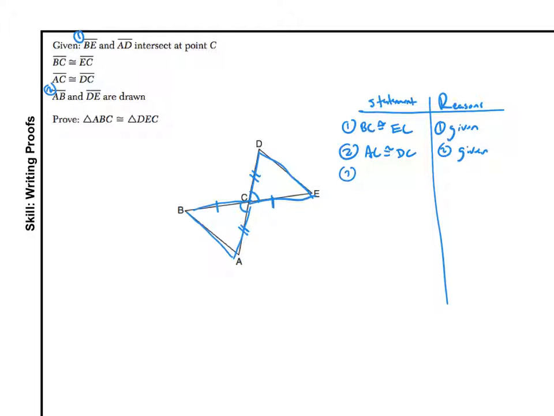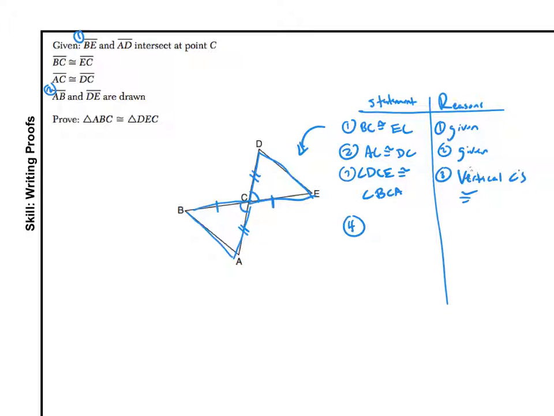Three, we're going to say that angle DCE is congruent to angle BCA because of side angle side. Sorry, that is so wrong. Don't say side angle side congruence. Because vertical angles are congruent. Vertical angles congruent.